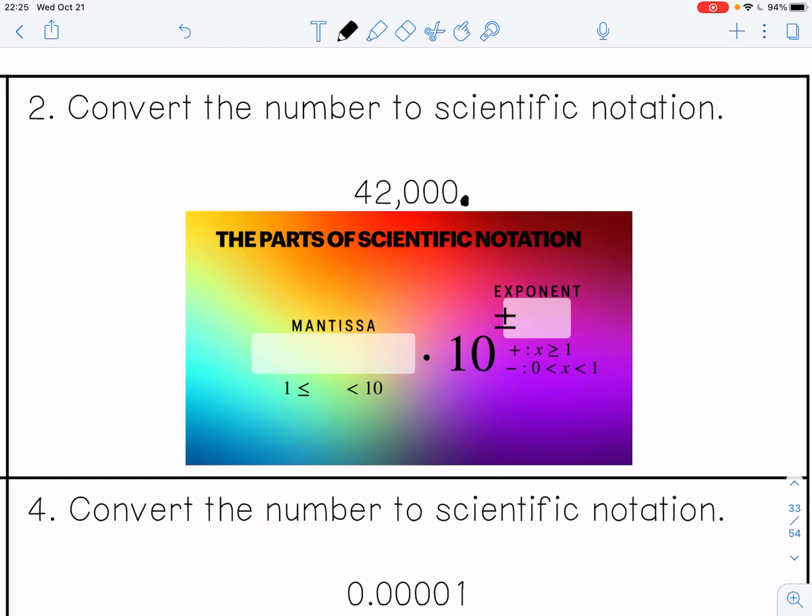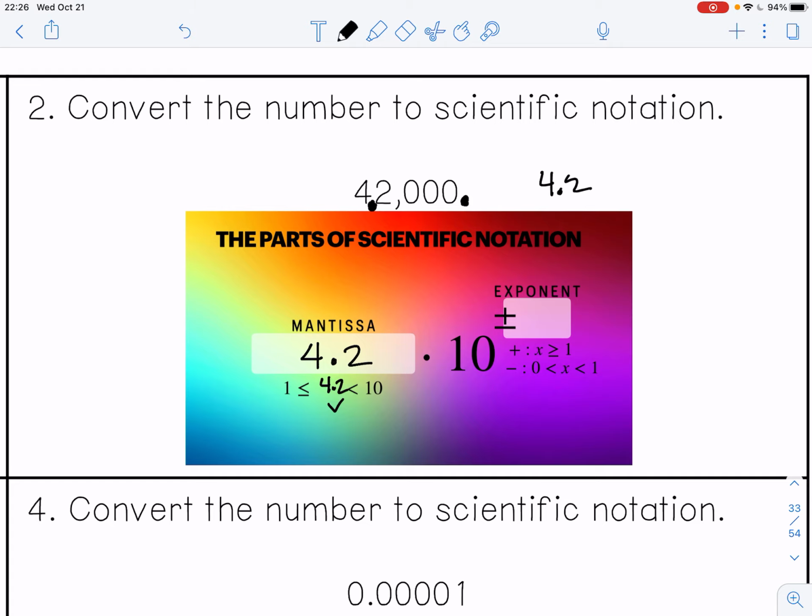If your decimal point is there, and we are trying to create a number between 1 and 10, where do you think we should move it? What if I move it here? That'll just give me 42. Is 42 between 1 and 10? Nope, so I didn't move it far enough. So what about here, between the 4 and the 2? What does that give me? That gives me 4.2. Is 4.2 between 1 and 10? Yes, it is. So I think we've found our mantissa.